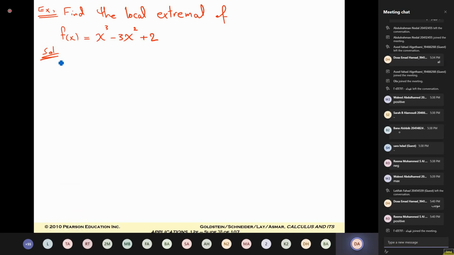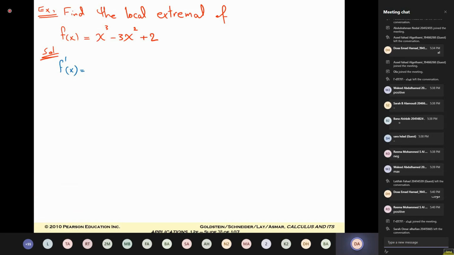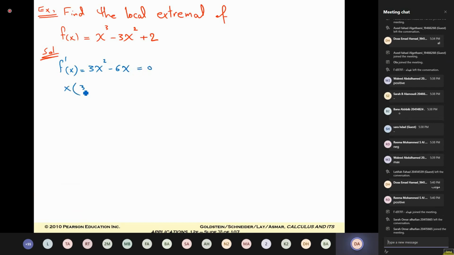F prime, we need first to find the f prime equals 0, so we need to find the critical value. 3x square minus 6x equals 0. Take x as common factor, we have 3x minus 6 equals 0. So the first critical is 0, the second critical: 3x minus 6 equals 0, so we have x equals 6 over 3, 2.